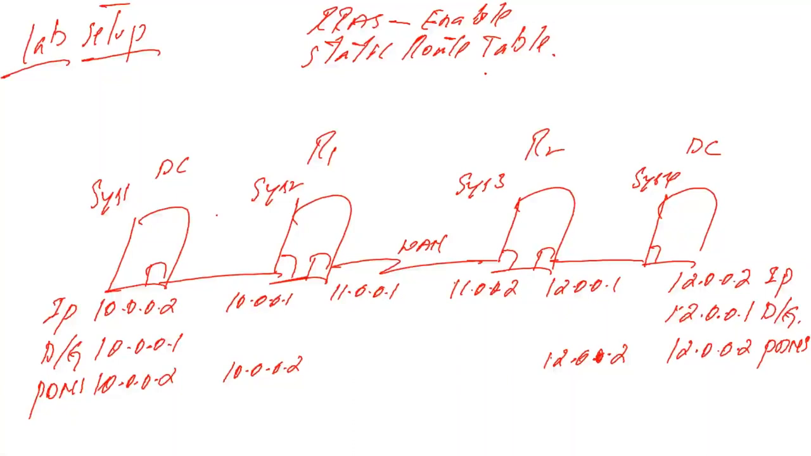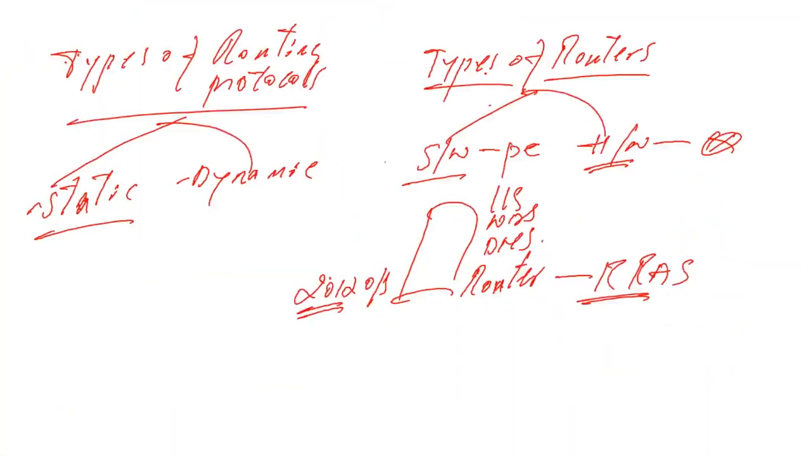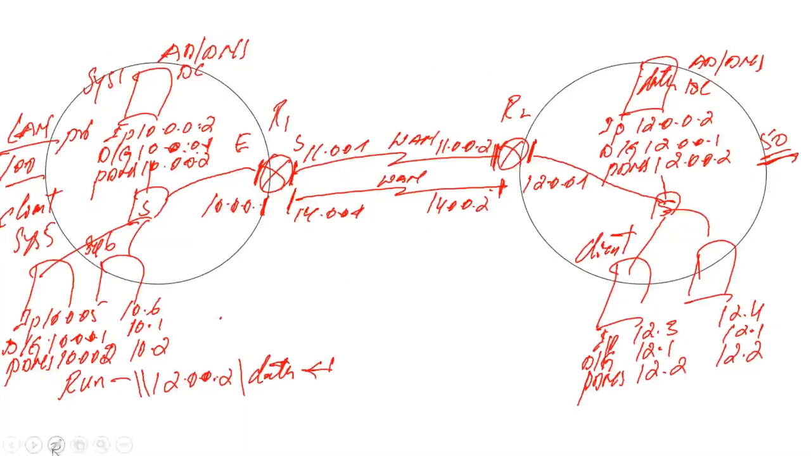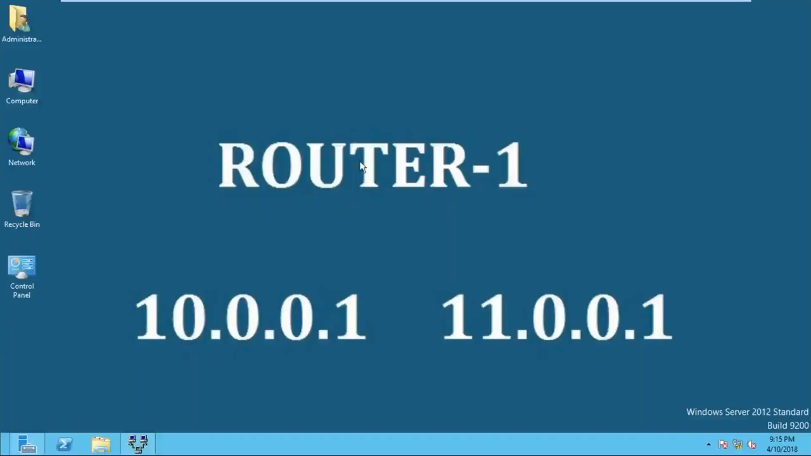First we'll see how to create the static route table in router 1, then it's easy to create the static route table in router 2 also. So now we are sitting on the 10 dot network in router 1. First we'll create the static route table in router 1, then we'll create it in router 2 also. So please write down: in system 2 router 1, open the RRAS service, routing and remote access service.